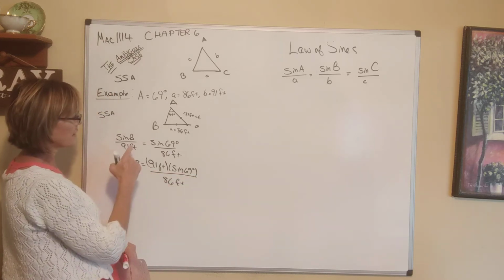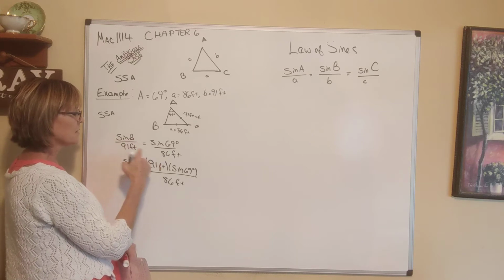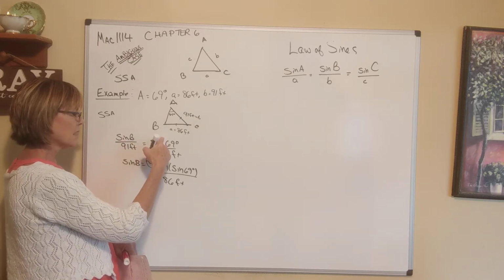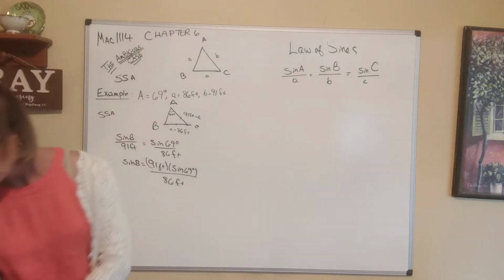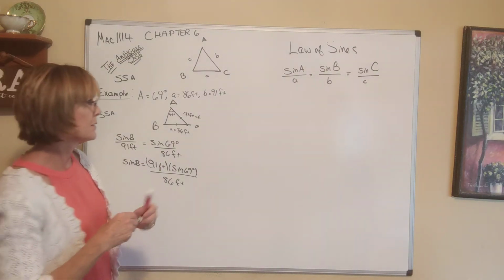Let me make sure I did that right. This times this is equal to this times this. If I want to solve for sine B, I'll divide both sides by that. Good. So now I'm going to take the sine inverse of both sides and see what happens.